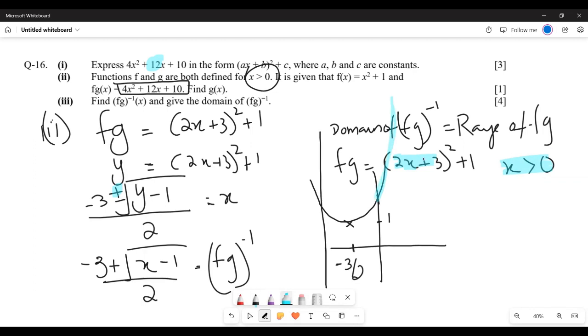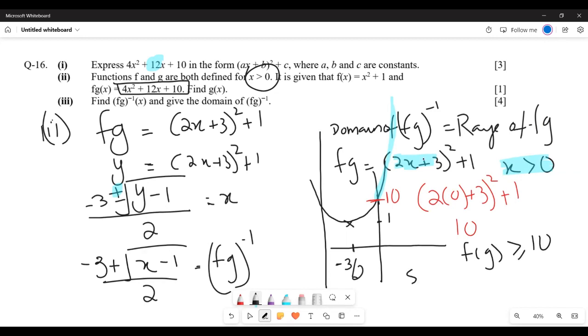Not anything before that. And what is the value of y here? When x is 0, 2 times 0 plus 3 whole square plus 1, which is 10. So this is 10. So the range of fg is greater than or equal to 10. So domain of fg inverse is greater than or equal to 10.